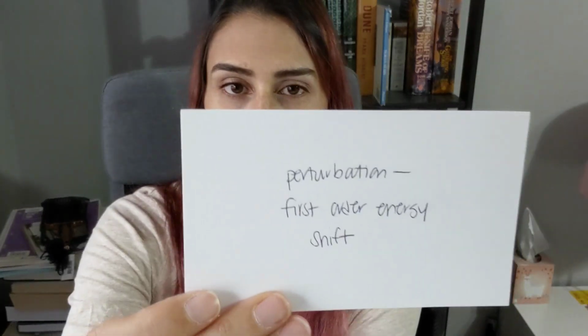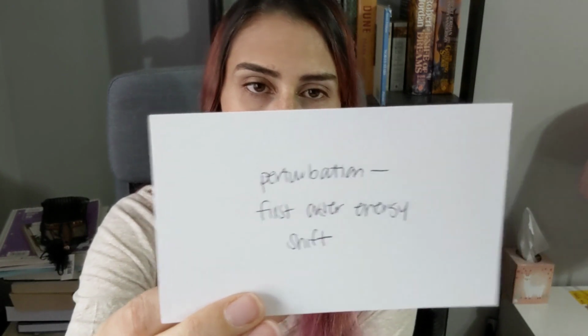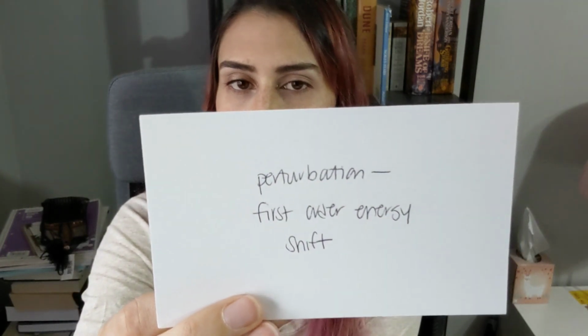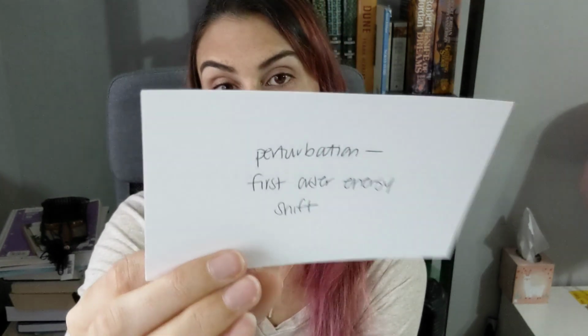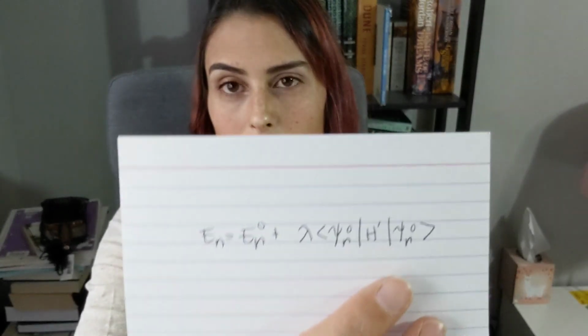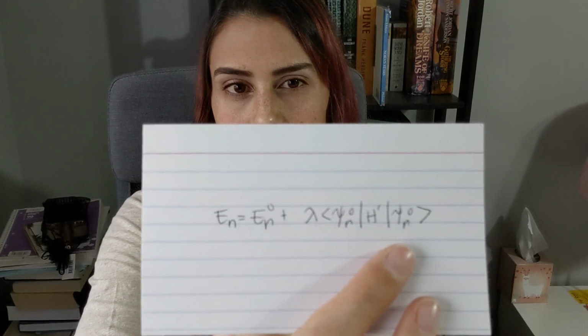For perturbation first order energy shift, you have E sub n equals E sub n zero plus lambda times the bracket of psi n zero, H prime, psi n zero, with the bracket notation here.